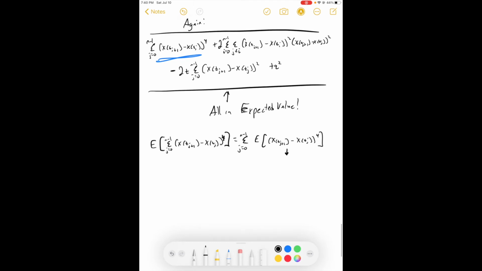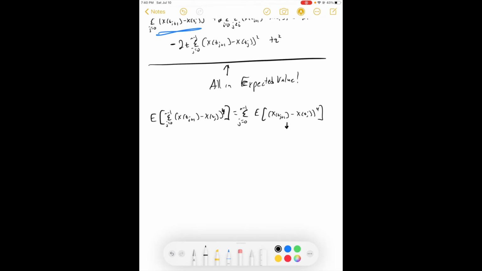And then here, because this is a standard Brownian motion, we know that x of t sub j plus 1 minus x of t sub j follows a normal distribution with mean 0 and variance t over n. So we've got the expected value of a normal 0, t over n to the fourth, which, if you watched that last video, we're doing all the same tricks that we did there.